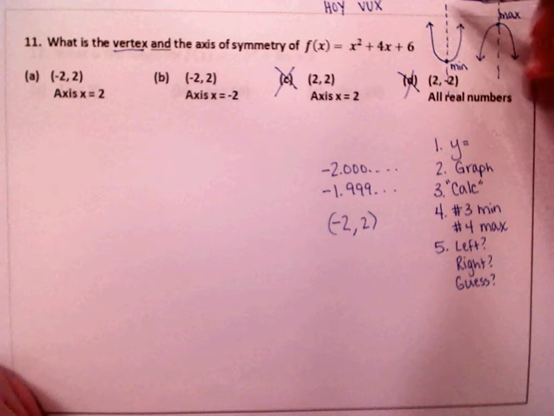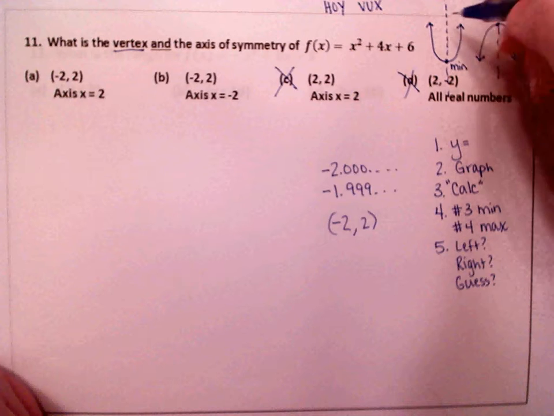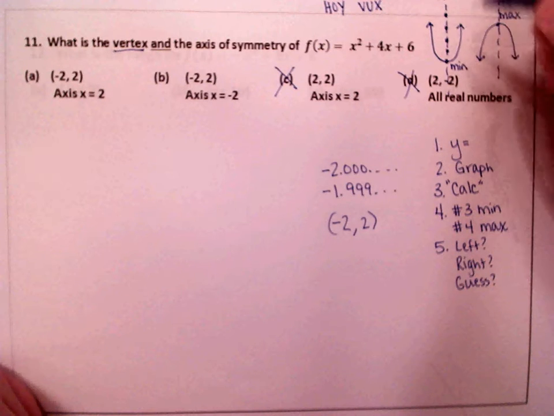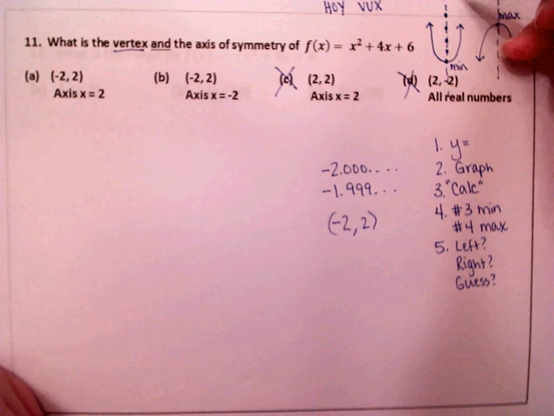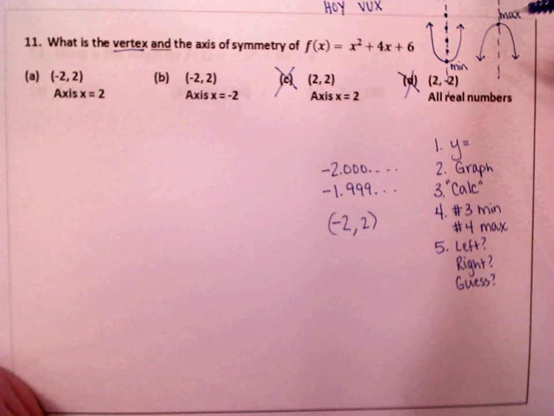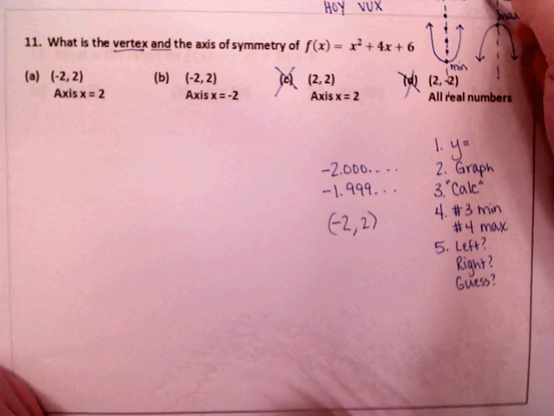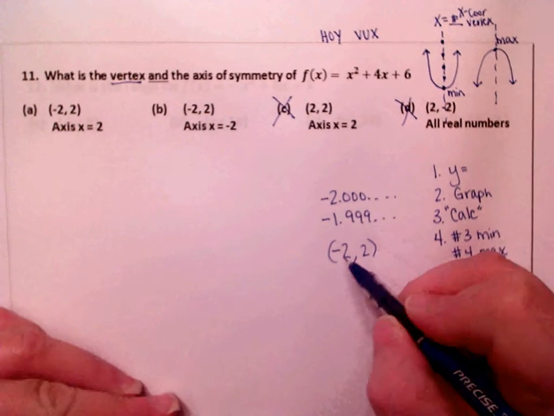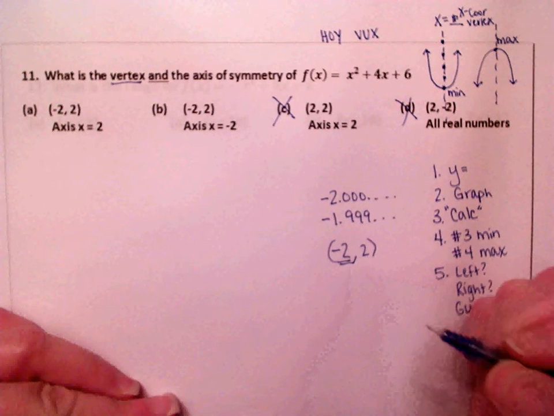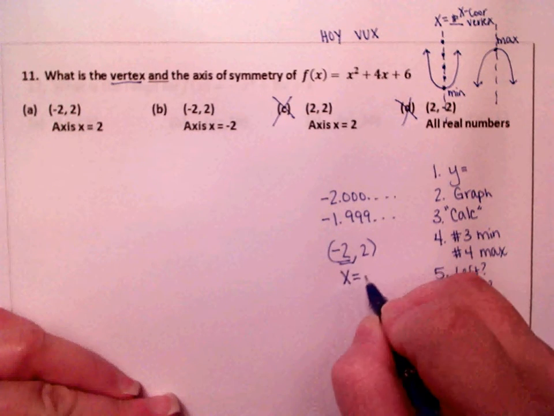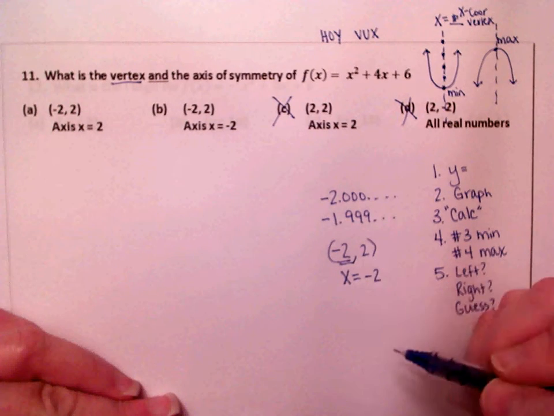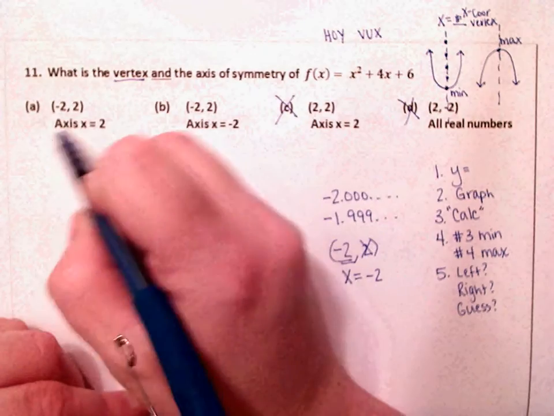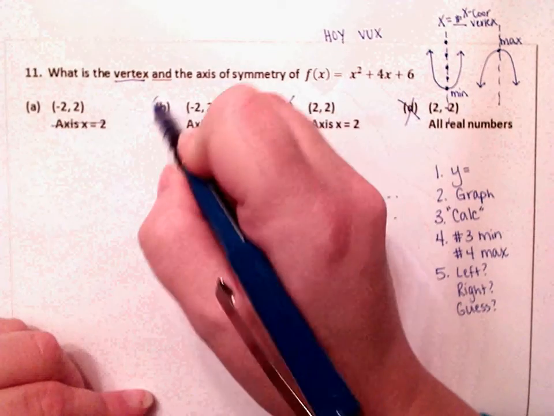The reason vertical lines are always x equals is that every single point on that vertical line has the same x coordinate. Since it's going through the vertex, when we want to find this number right here, we just have to look at the x coordinate of our vertex. I already know my vertex is negative 2, 2. The x coordinate is negative 2. So my axis of symmetry is x equals negative 2. It's always the x, never the y. So our axis of symmetry is correct on B, not on A, since it's not x equals positive 2. So B is the correct answer.